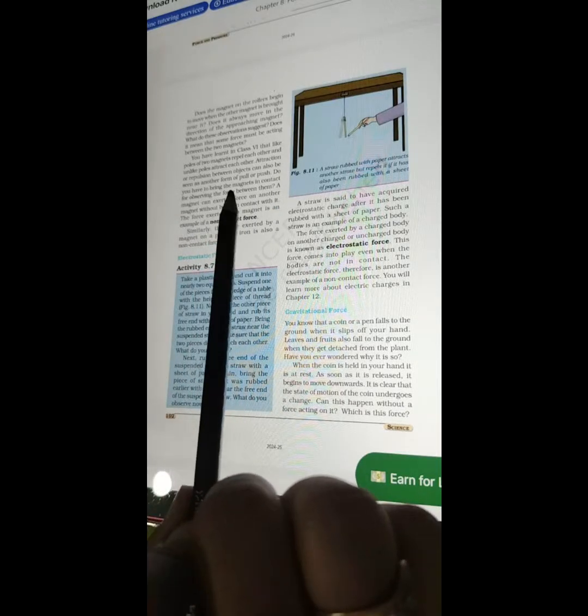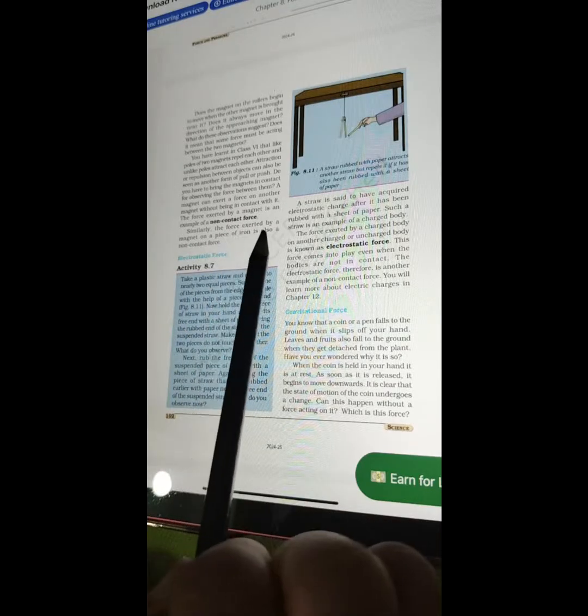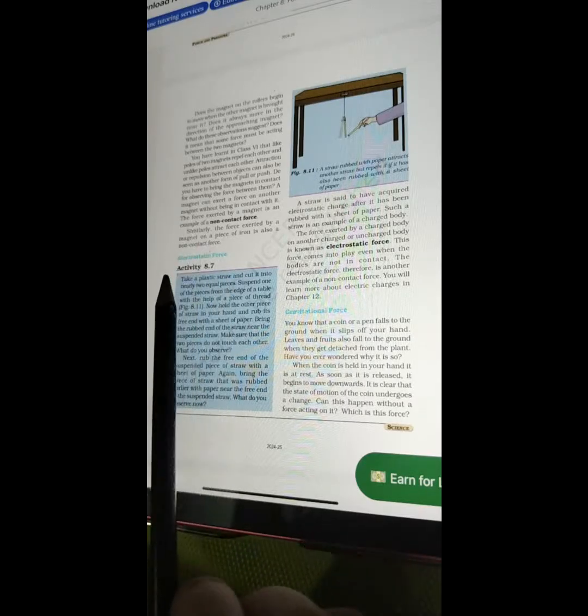Do you have to bring the magnets in contact for observing the force between them? A magnet can exert a force on another magnet without being in contact with it. The force exerted by a magnet is an example of non-contact force. Similarly, the force exerted by a magnet on a piece of iron is also a non-contact force.